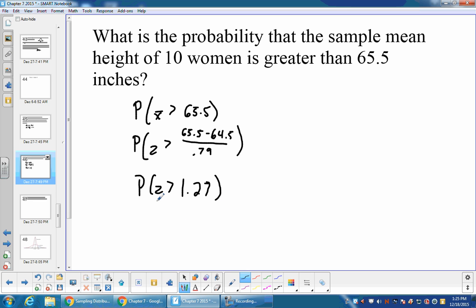And to do that, that's a normal CDF from there to infinity. It's going to give us about 10%, 0.103, something like that. So about 10% of the time, a group of 10 women will have a height greater than 65.5.